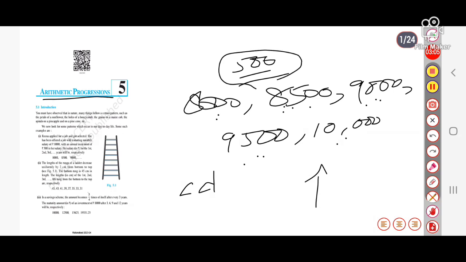There is no change. We don't need to consider the initial amount, whether it is 8,000 or 10,000 or 20,000, whatever it may be. The fixed common difference that rises year by year is the same amount, 500. It may be 10,000, 20,000, 30,000, whatever, but the amount she gets as a rise in salary each and every year is only 500. So that is the common difference between the present year salary and the previous year salary. That is called AP.